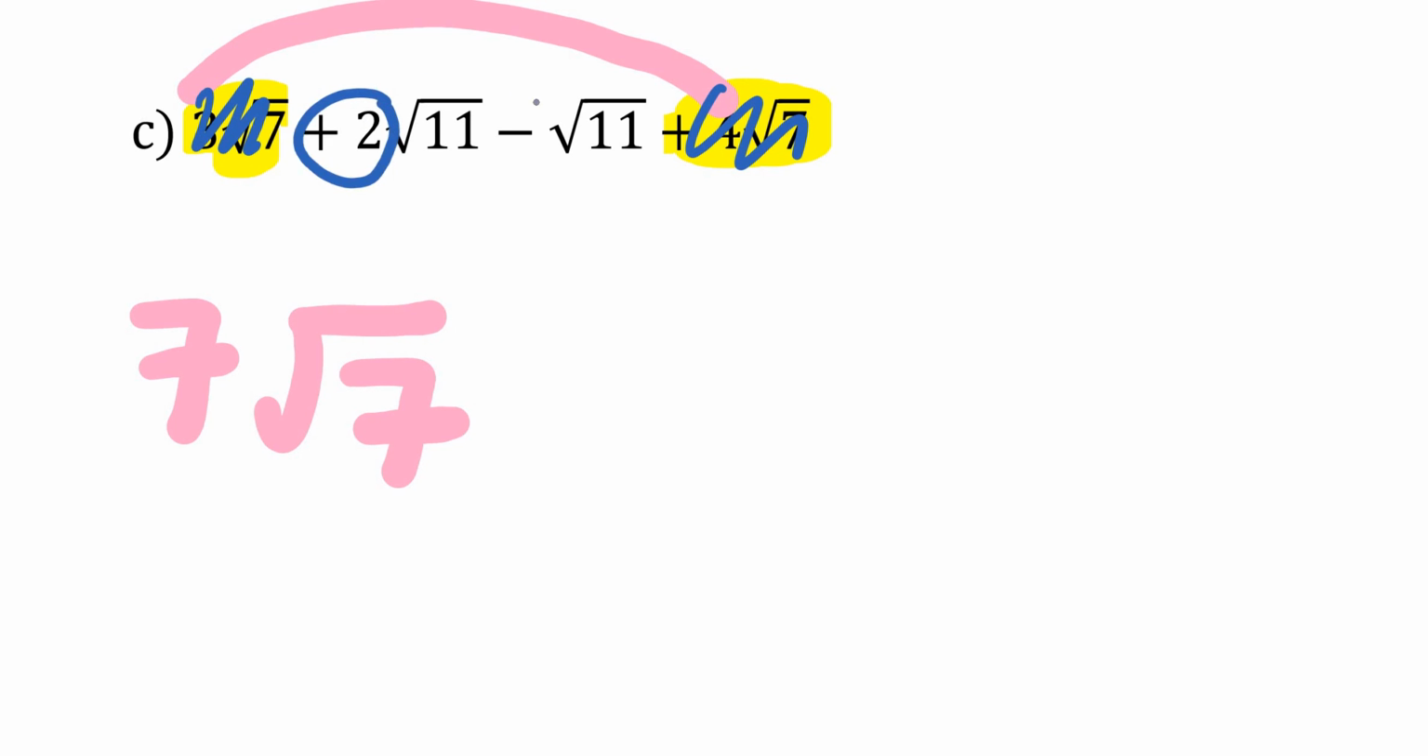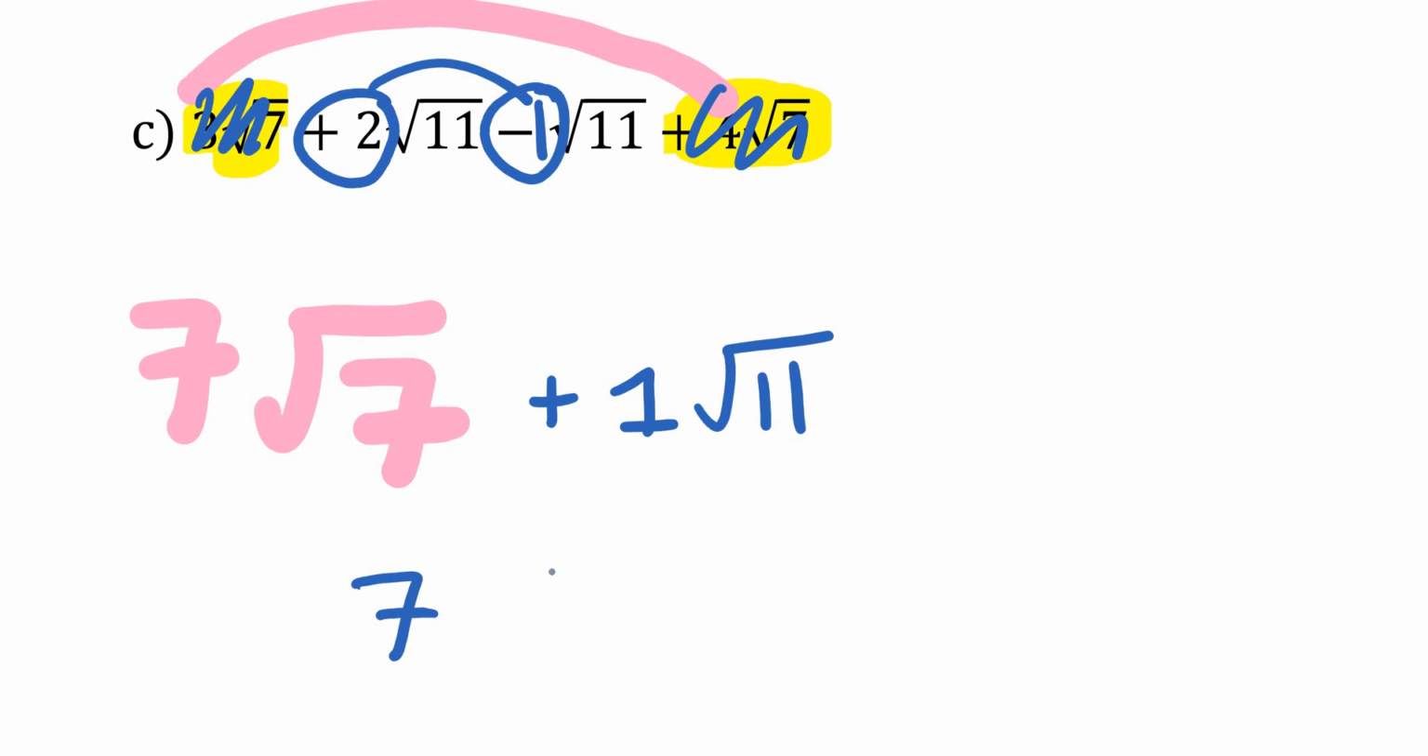And then I have a 2 and a negative 1 here. So 2 minus 1 is going to be 1. So plus 1 root 11. Or you can just write your final answer as 7 root 7 plus root 11. And that should do it for that particular question.